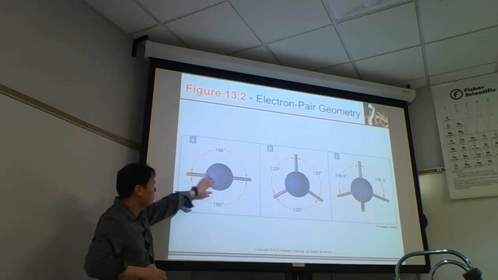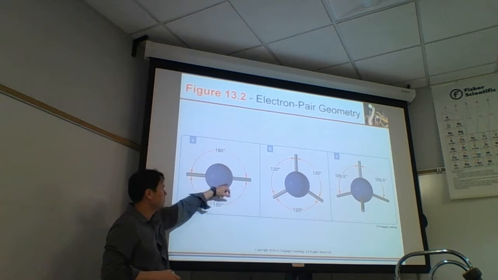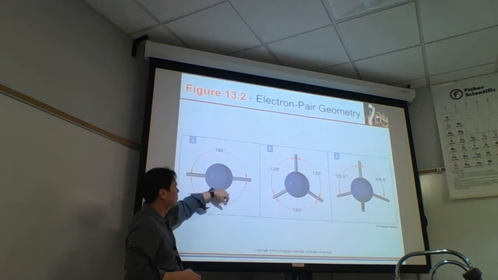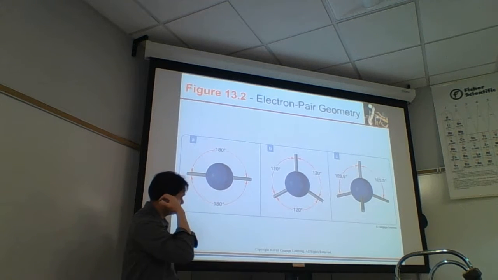But it need not be single bonds. It could be, for example, a double bond and a single bond. A double bond and a single bond will want to be 180 apart as well. A triple bond and a single bond will want to be 180 apart.